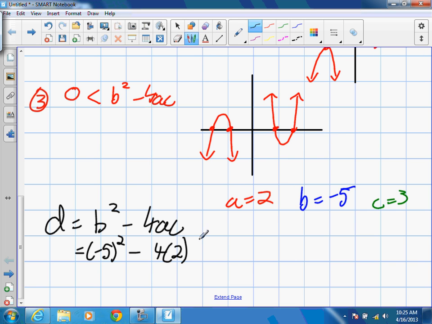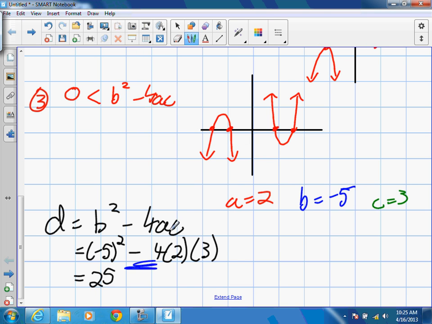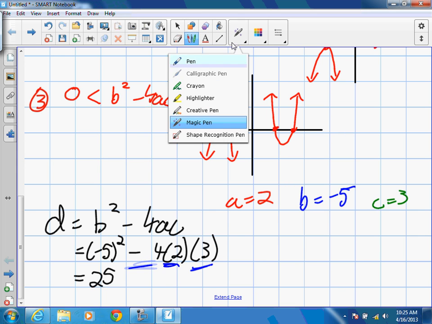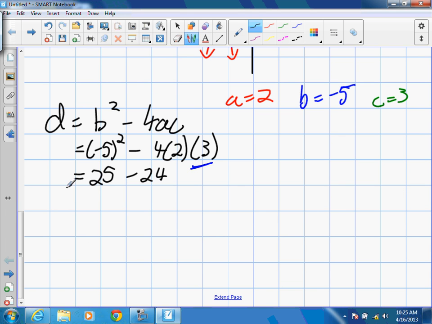We're going to get negative 5 squared minus 4 times 2 times 3. Okay. What is negative 5 squared going to be? 25. Okay. Now, when you're multiplying this, think of this like it is maybe negative 4. So we're going negative 4 times 2 is negative 8 times 3, negative 24. So what is our discriminant value going to be? 1. So how many x-intercepts will we have? 2. We're going to have 2 x-intercepts, or roots sometimes they call it.